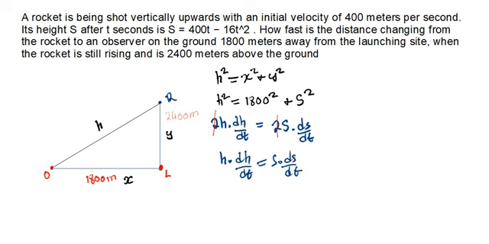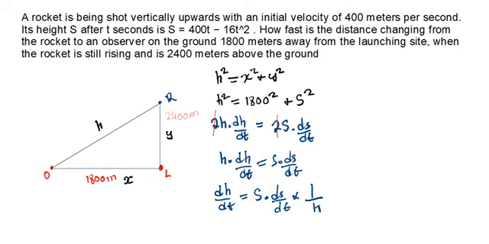So this is the relationship between what? The relationship between the rate of change of h and the rate of change of s. But we want to try to make dh/dt the subject of the formula. How do we go about that? So here, dh/dt will be equal to s ds/dt, and we're going to multiply by 1 over h like that.